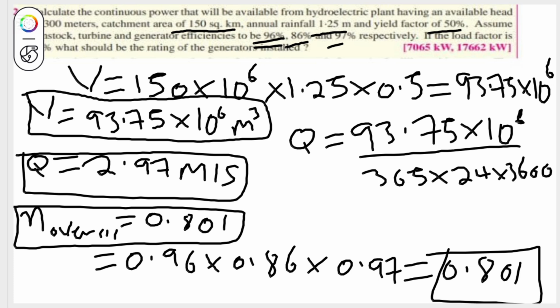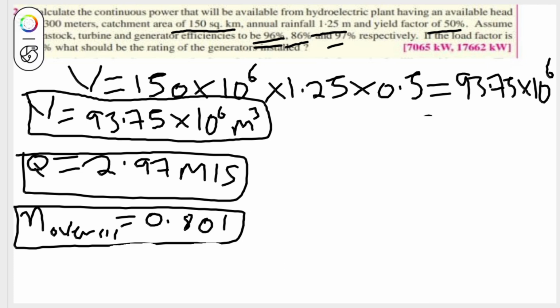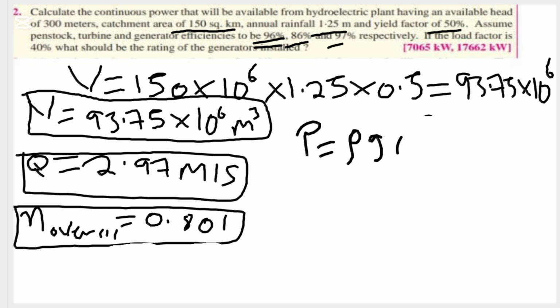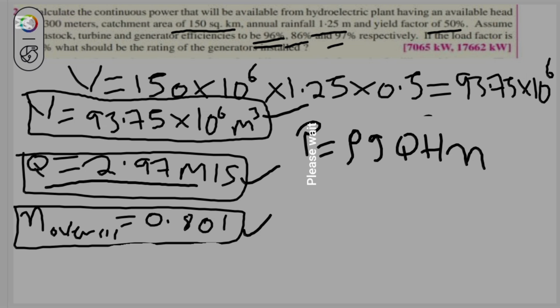So the next thing that I'm going to do, I'm going to find my continuous power. You have to take note that the question says we are to find the continuous power. So the formula for the continuous power is P equals rho g Q H and the overall efficiency. So that's the reason I first find my V, and also find my Q, and also find my overall efficiency. To find the flow rate, I must find the value of P. So that's why we find the value of V first.